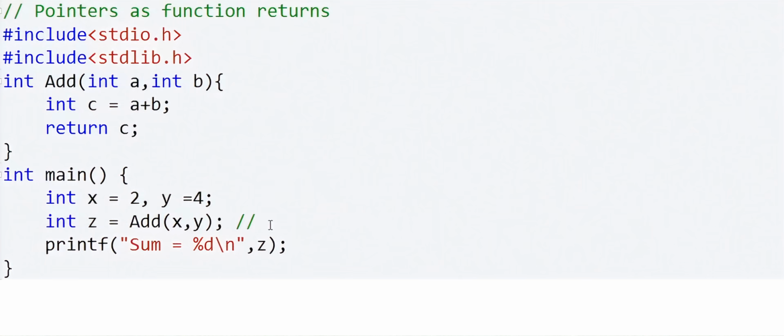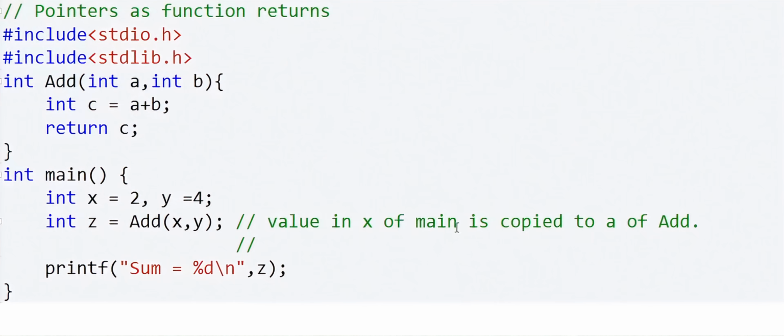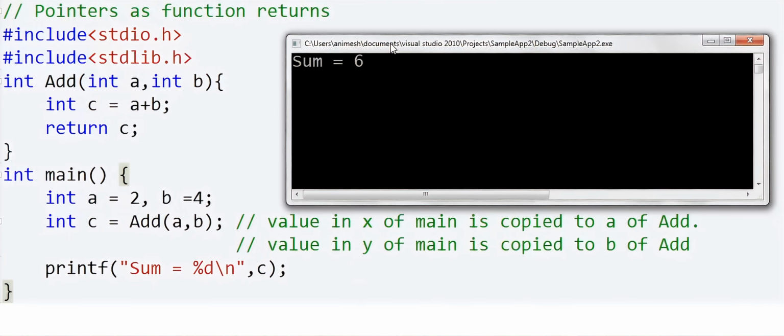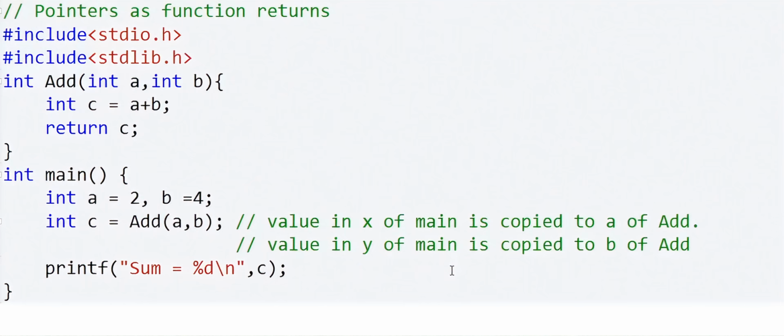And what really happens when we call the add function is that the value in this variable X of main is copied to variable A of add, and the value in Y of main is copied to B of add. And what if we name these variables in main A, B and C instead of X, Y and Z? If we run this code, the output will be the same. This time what we will say is that the value in A of main is copied to A of add, and the value in B of main is copied to B of add.